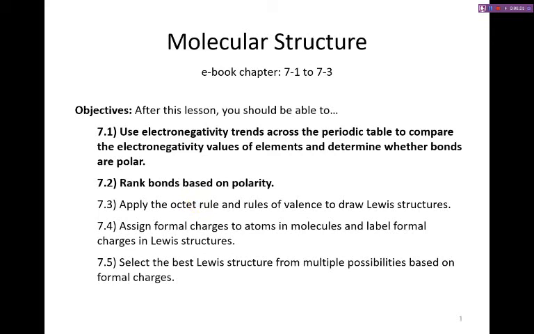Hi everyone, welcome back. In this video we're going to discuss molecular structure, and specifically we're going to explore electronegativity and its trend with the periodic table. We can then use electronegativity differences to determine whether a bond is polar or not. This becomes important because whether or not bonds are polar determines what type of interactions they have with other molecules, and that affects their stability and their reactivity. Let's begin.